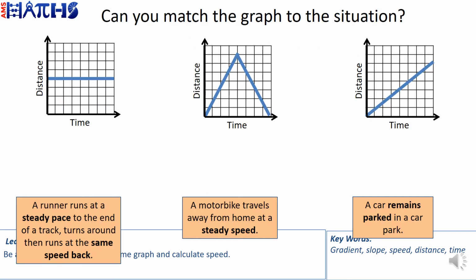Now I'd like for you to pause the video again, and I'd like you to match the graphs with the statements in the orange boxes below the graphs. So pause the video, spend no more than 5 minutes doing this, then resume the video to check your answers.